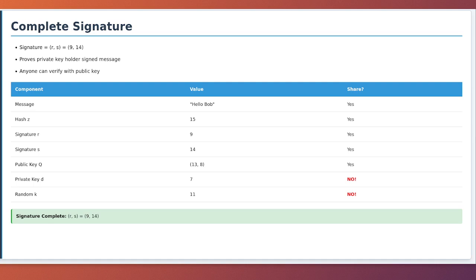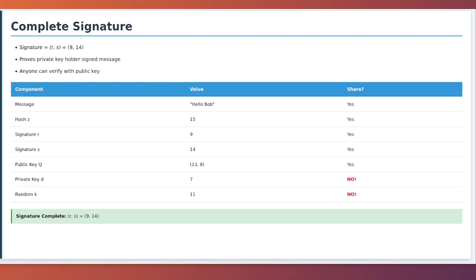We used our secret private key D equals 7, but the signature does not reveal D. We used a random number K equals 11, but the signature does not reveal K either. We incorporated the message hash Z equals 15, so the signature is tied to this specific message. If someone changes even one character of the message, the hash changes, and this signature will no longer verify.